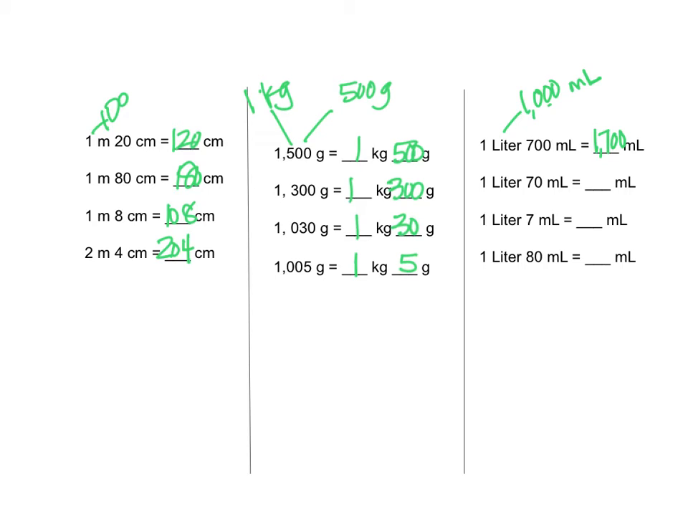1 liter 70 milliliters gives us 1,070 milliliters. Hopefully you can tell what that is. 1 liter 7 milliliters gives us 1,007 milliliters. And 1 liter 80 milliliters gives us 1,080 milliliters.